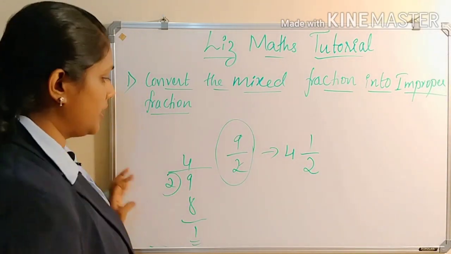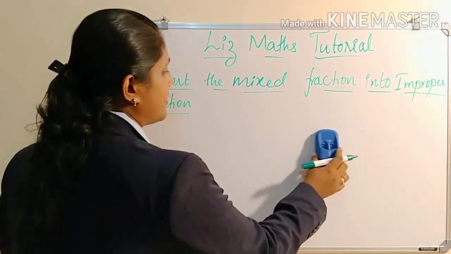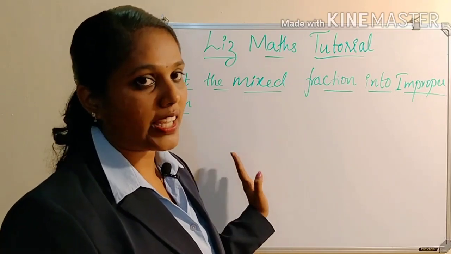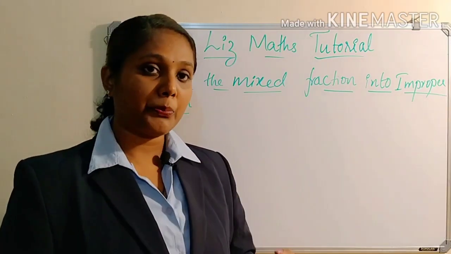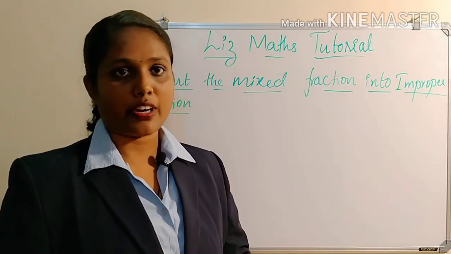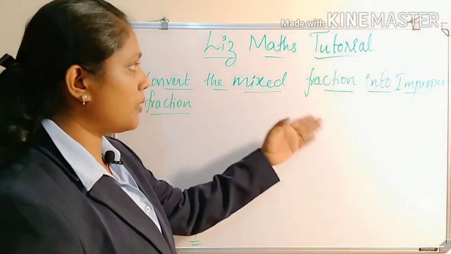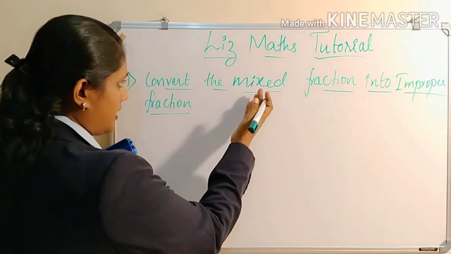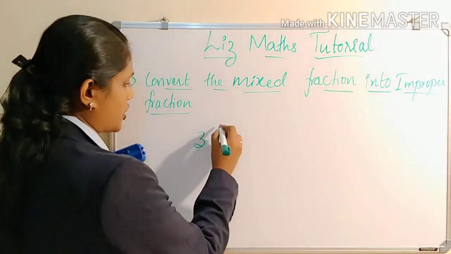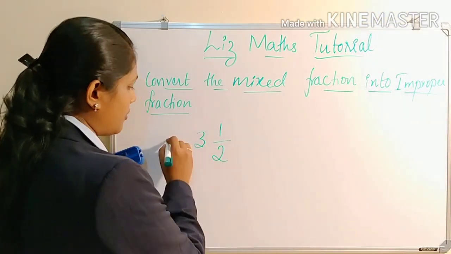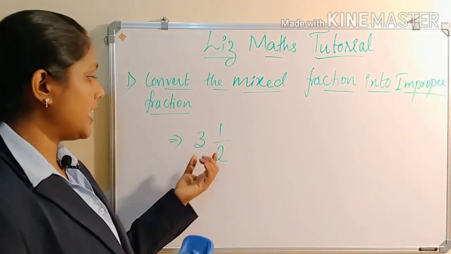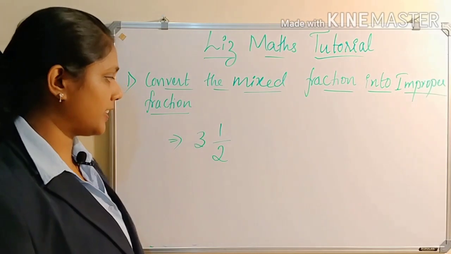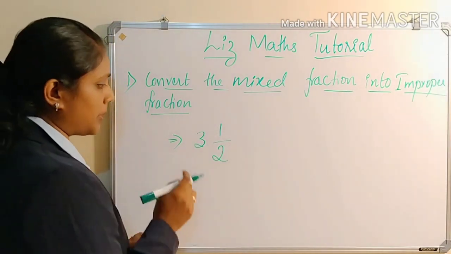Hope you understood. See now we are here with how to convert a mixed fraction into an improper fraction. Just now we have learned how to convert an improper fraction to a mixed fraction. Now in the reverse way. So how to convert? Take one example of a mixed fraction. What is the example of a mixed fraction? A natural number with a proper fraction. Clear? So I have taken a natural number with a proper fraction.